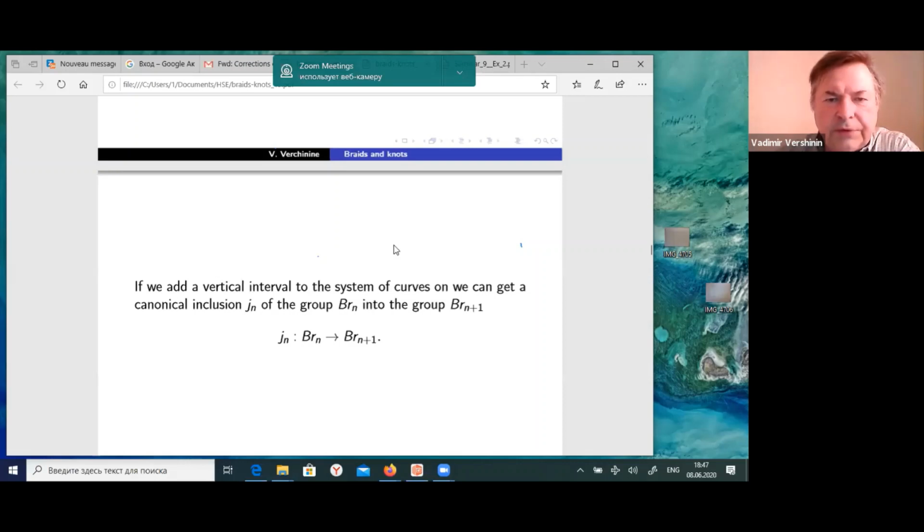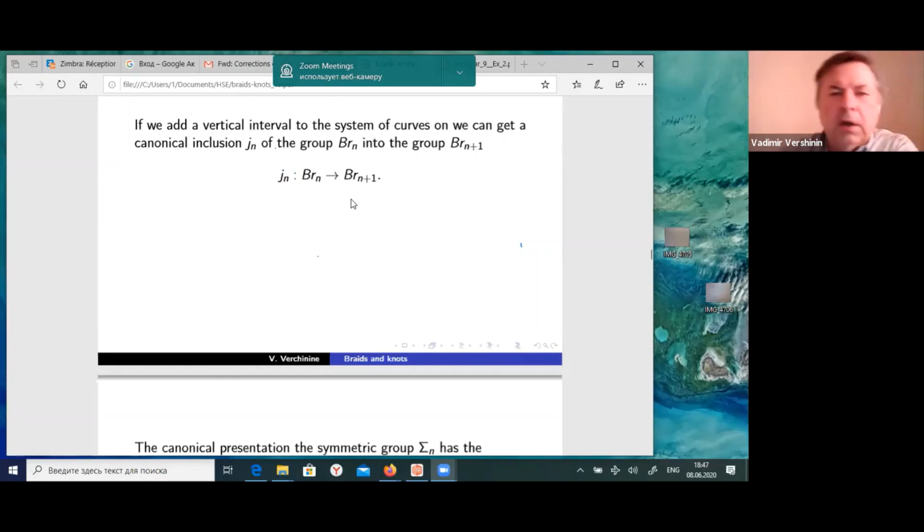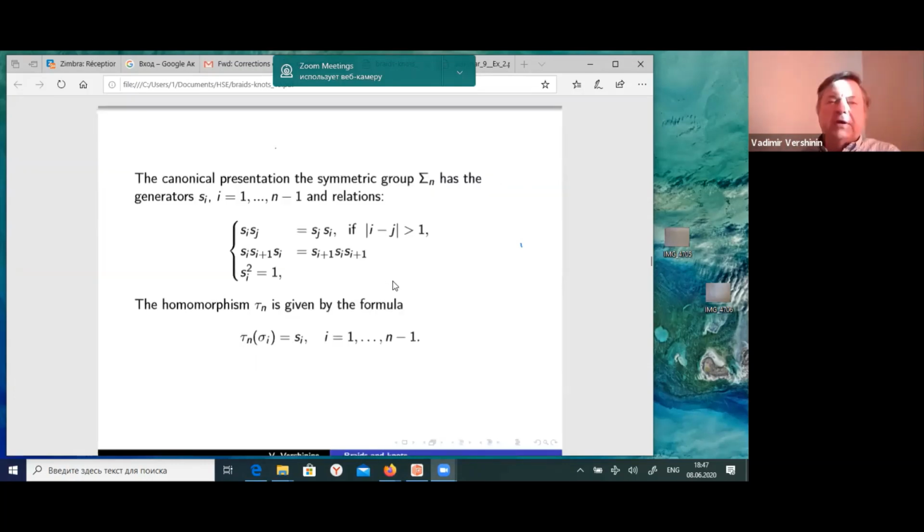So actually, this is connected with the fact that here you have projection to the symmetric group on n letters, here the symmetric group on n+1, and the square should commute. So if you look now at the presentation, the canonical presentation of the symmetric group, you have the following.